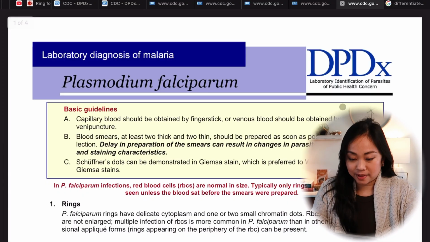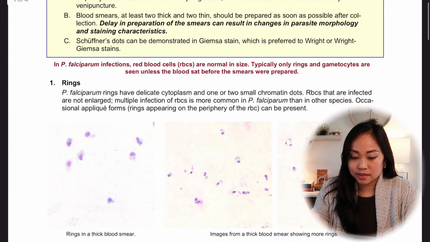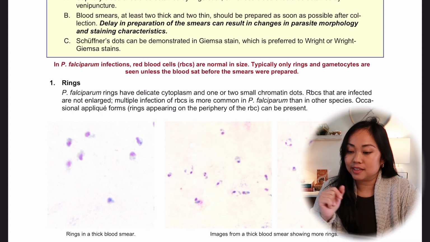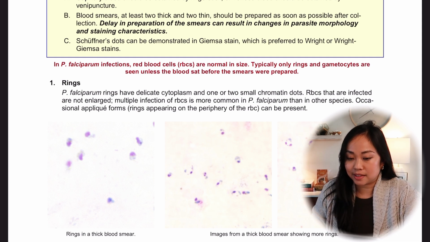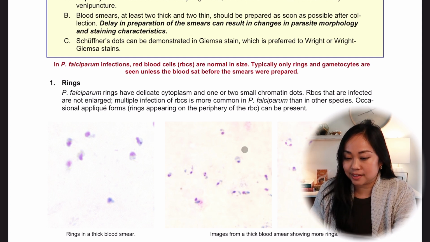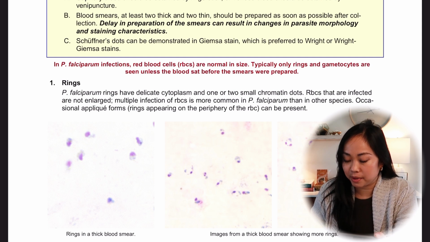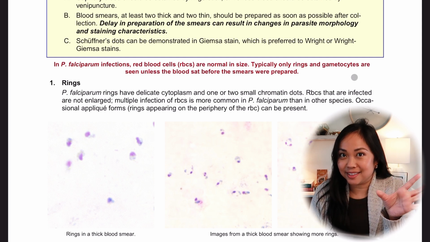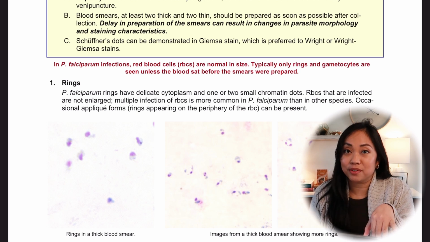Plasmodium falciparum. Microscopically, P. falciparum infections in red blood cells are normal size. Typically, only rings and gametocytes are seen unless the blood sat before the smears were prepared. So remember that. Only rings and gametocytes are usually seen in peripheral blood.